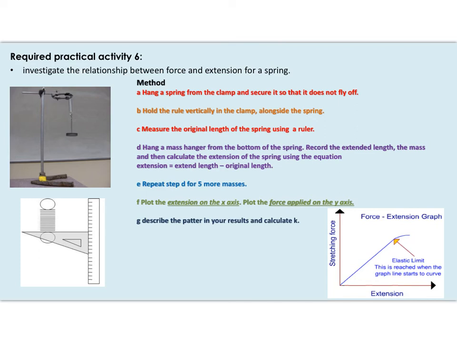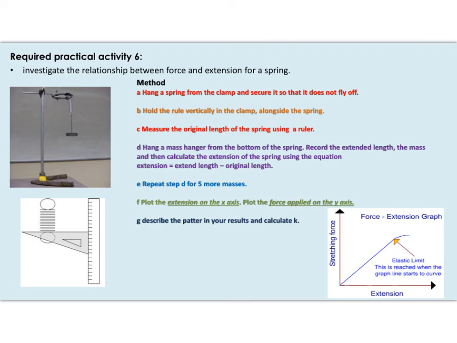Okay, you measure the original length of the spring as we discussed earlier, and you're going to subtract this from all of the values. You then hang the mass hanger on, and once you've hung the mass hanger on the spring, you're going to then measure the spring length again. You record the extended length and the mass that you've used, and then you're going to calculate the extension of the spring by using the equation extension equals extended length minus original length.